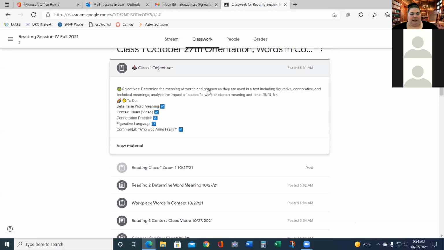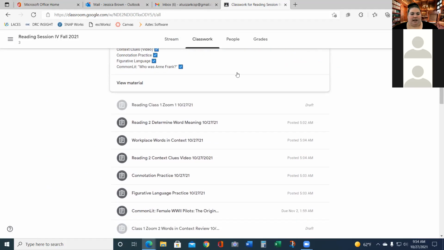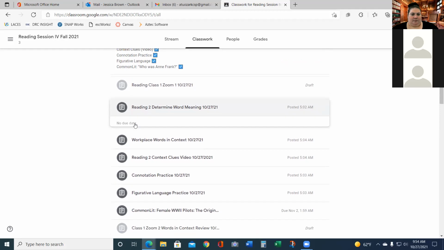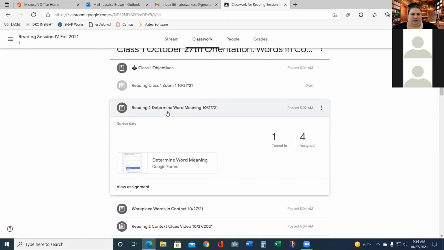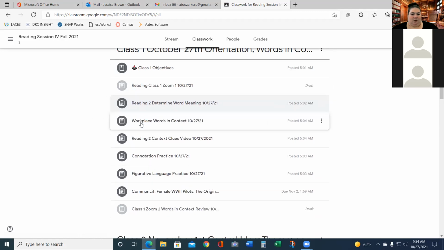This is just objectives. This is just saying what we went over and what we're trying to learn today. We'll have reading, determine word meaning. This is one assignment that I want you to do. Workplace words in context. Reading 2, context clues, and connotation and figurative language.